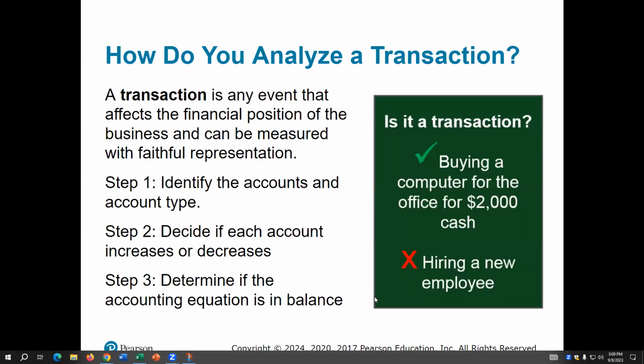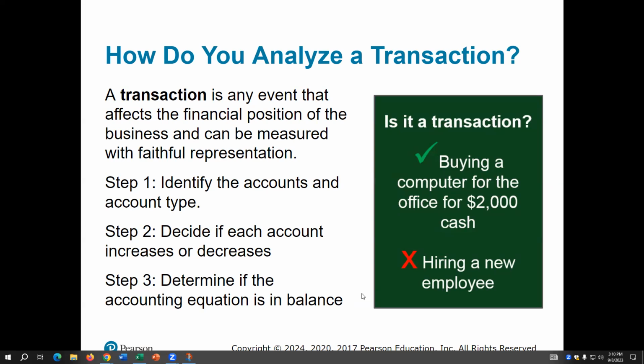So when we look at a transaction, the first step, the pre part before you even do these steps, is figuring out if a transaction has occurred. So looking here, they have two examples. One is buying a computer for the office for $2,000 in cash. That's pretty simple. Cash changed hands. There's a transaction there, right?